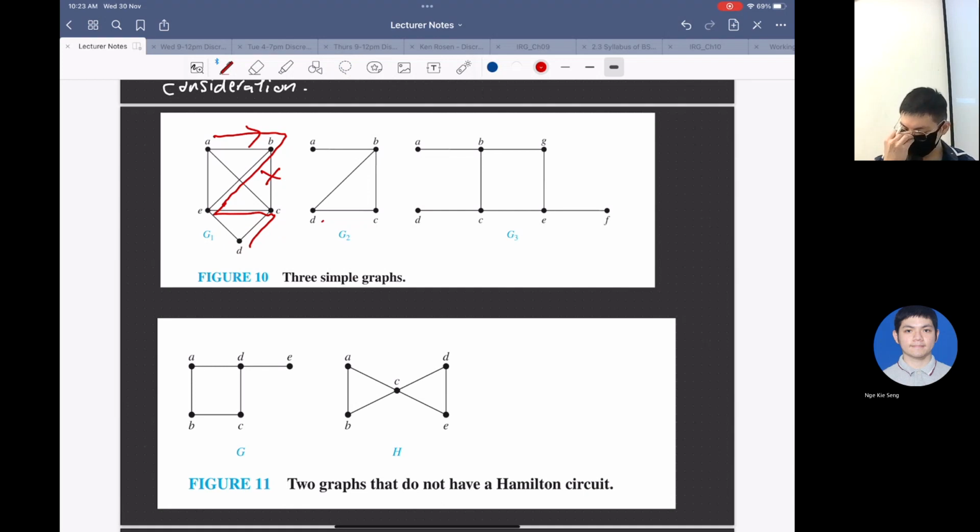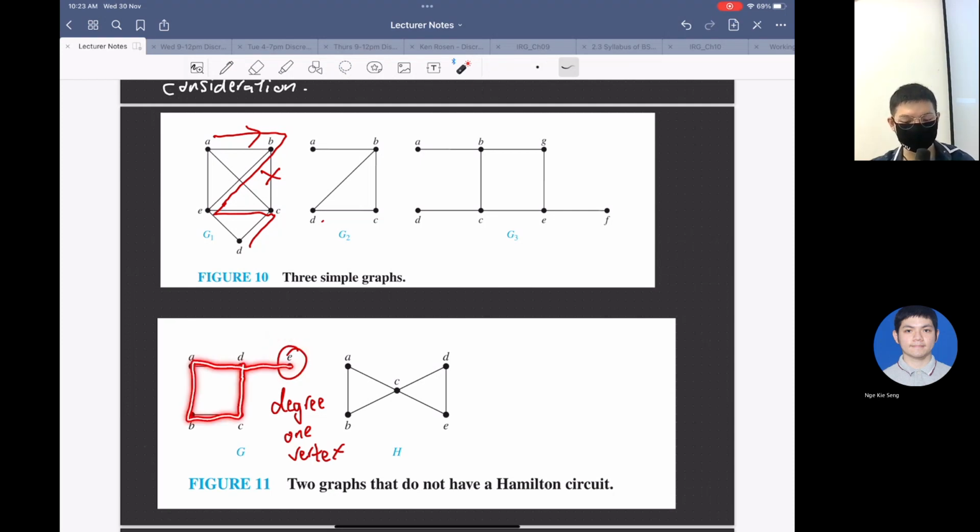There are two graphs here. We can decide that it doesn't have a Hamilton circuit, right? Because this one has a degree one vertex. Then you have no chance to come back to E again. If you come back to E, you need to pass through E again. And then this one, why doesn't it have a Hamilton circuit? Because A, B, E, D have degree 2.